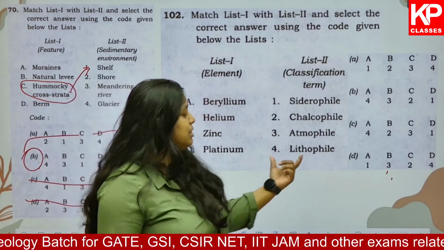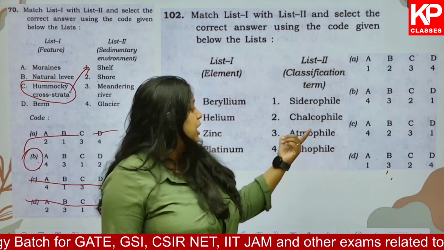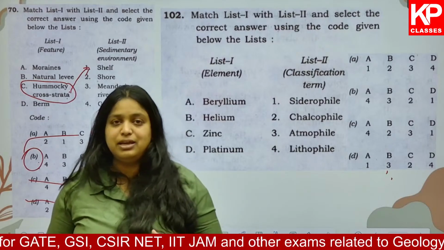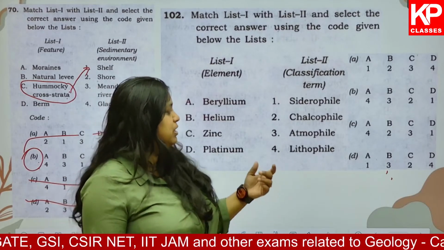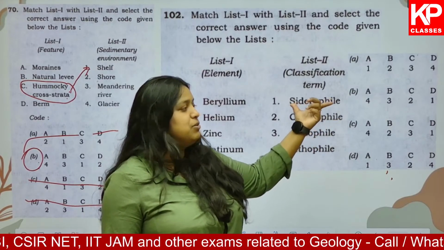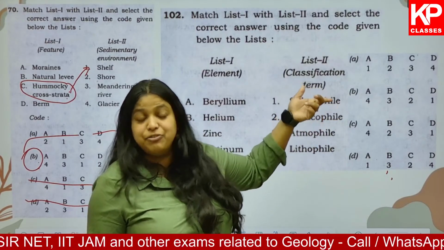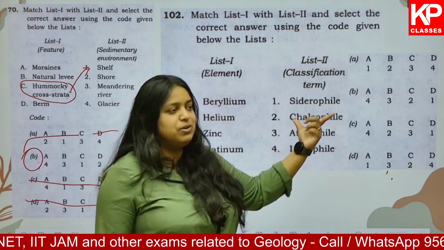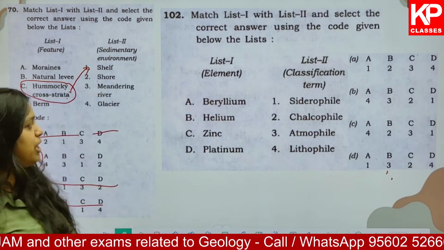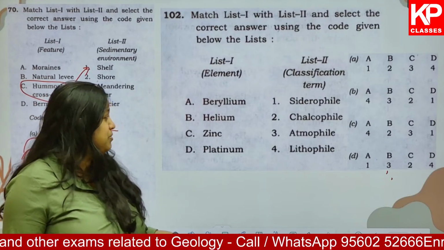Lithophile elements are silicate loving. Atmophile elements are the ones that become gas, or the gas elements that can become a gas. Siderophile is the one that is iron loving. Chalcophile is the one that forms sulfides, or that does not have affinity towards oxygen.